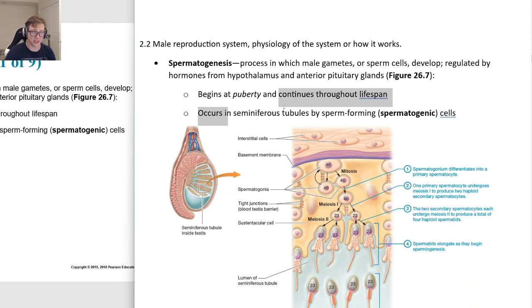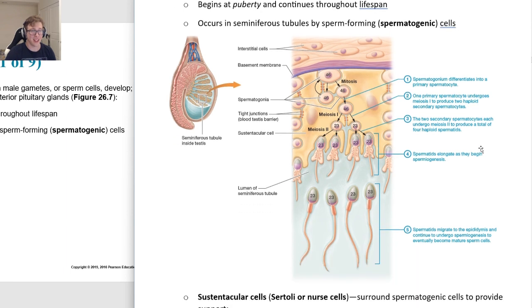Now, it occurs in the seminiferous tubules by sperm-forming spermatogenic cells. And here is the process of it. So you can see up here you have mitosis of the spermatogonia. These are cells that will eventually differentiate into spermatocytes, which are going to undergo meiosis. Remember, all somatic cells can do mitosis. That is how we can produce and continue to produce gametes. So you have these spermatogonia, they undergo mitosis, puberty kicks on, cool.